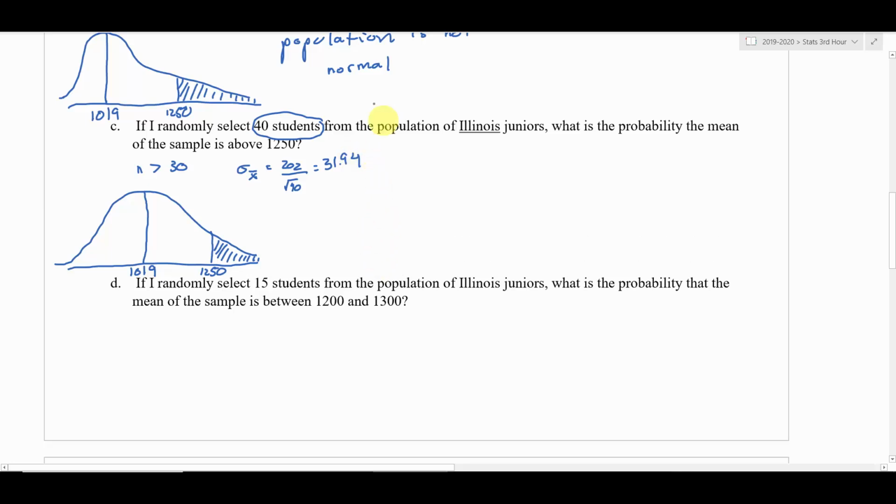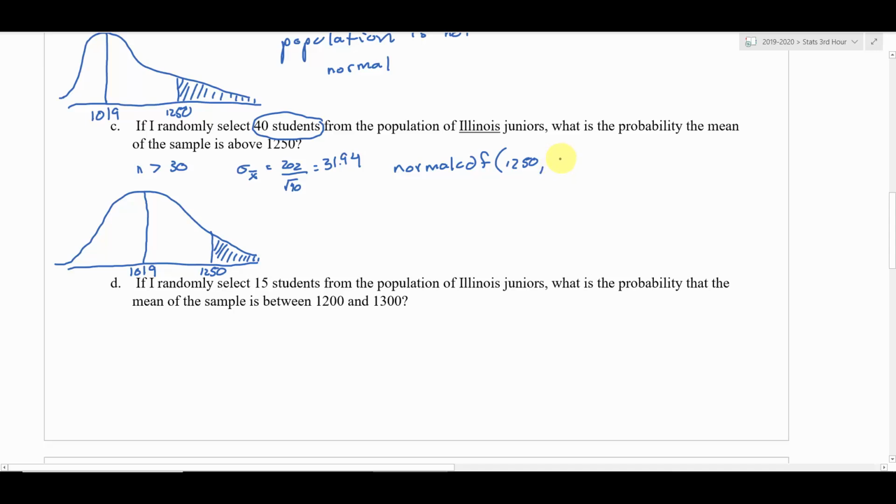31.94. All right, so now I can use my normal CDF to calculate that area. So I'm just going to write down the calculator input real quick. So I'm going to go normal CDF. And remember, the first thing they want to know is what is your left boundary. So we're going to say it's 1250.